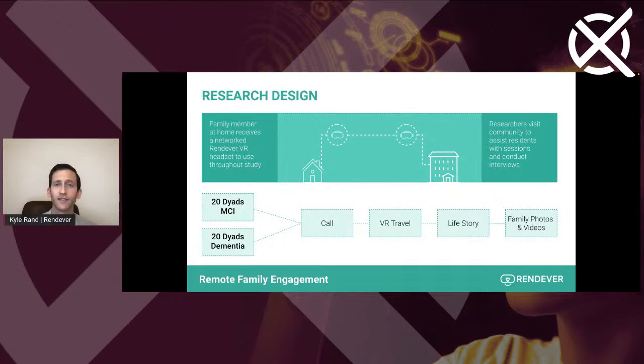For the final session, family members uploaded old family photos and family videos beforehand, again using the Rendever family portal. And then during the session, they came together as avatars and sat next to each other on a couch in our virtual family room. The photos and videos were shown on a virtual TV, and they really just focused on enjoying themselves and recounting the memories and stories that naturally bubbled up as they were sharing.